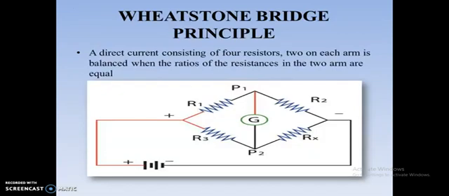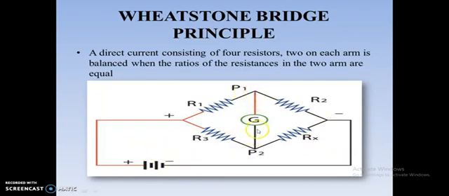What is the Wheatstone bridge principle? The Wheatstone bridge principle states that a direct current circuit consisting of 4 resistors, 2 on each arm, is balanced when the ratio of their resistances in the two arms are equal. That means there are 4 resistors R1, R2, R3 and Rx. These two are known resistors, R3 is a variable resistor and Rx is the unknown resistor, and it is connected to a battery. You can see the battery here.